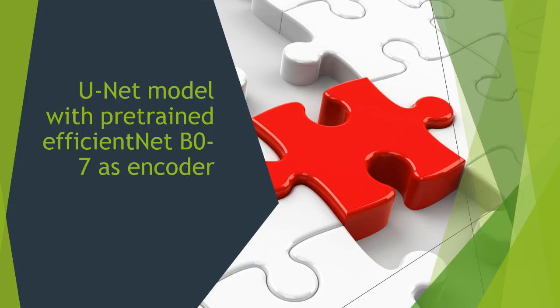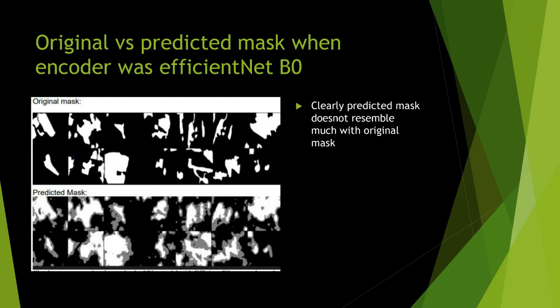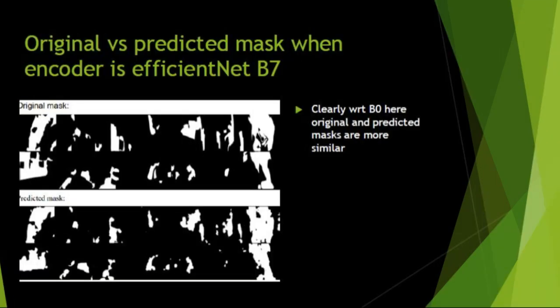Our model pre-trained on EfficientNet B0 didn't perform well, and we can clearly see it gave masks which are not much similar to the original masks, which clearly shows that it is not a good model as far as our current dataset is concerned. However, when we used EfficientNet B7, it performed well and gave an accuracy of more than 91%. We can clearly see the masks are also very similar.